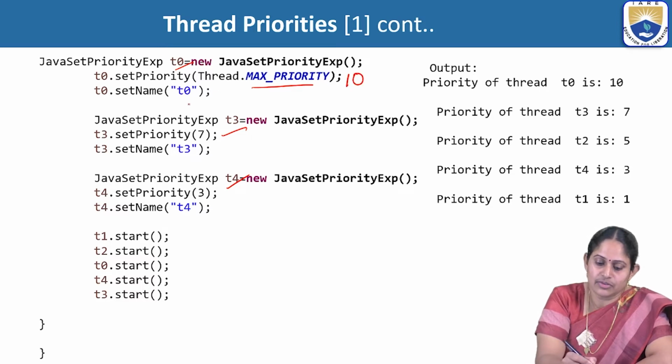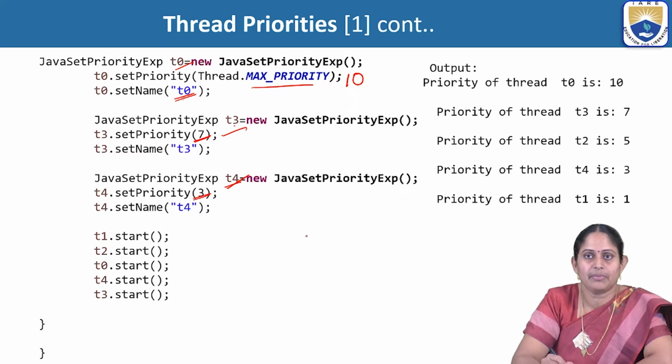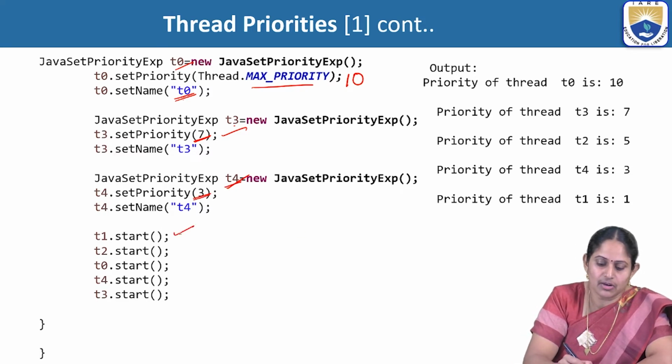And we are setting the name of those threads. Similarly, for T3 we are setting priority 7, and for T4 we are setting priority 3. Now we are starting the execution of all these threads.